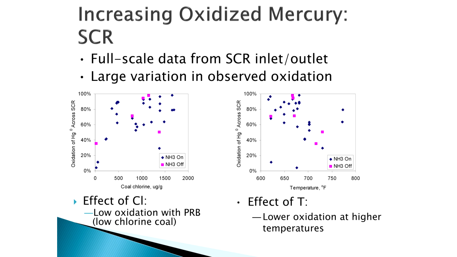This shows a temperature on the x-axis, and again, the amount of mercury that was oxidized across the SCR. Here, as the temperature goes down, the amount of mercury that's oxidized goes up.